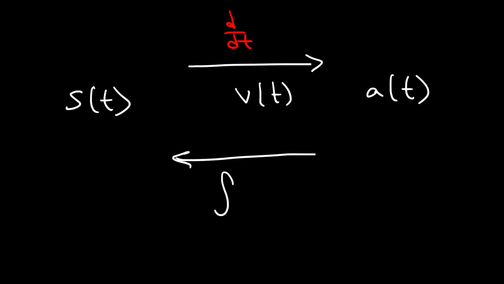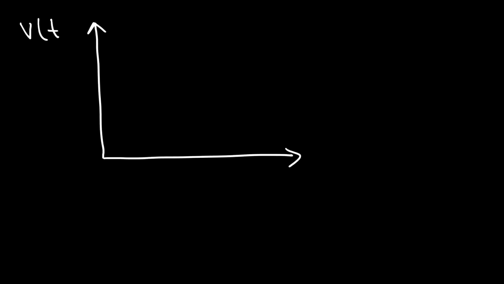So if you differentiate, you're going to go towards the right. If you're integrating, you're going to go towards the left. Now, to help you remember this, you can use the units to figure it out. So let's say we have a velocity function with respect to time. So let's say we have a velocity time graph. The velocity is on the y-axis, time is on the x-axis. And let's say the units for velocity are meters per second, and the units for time are seconds. And we have some graph.